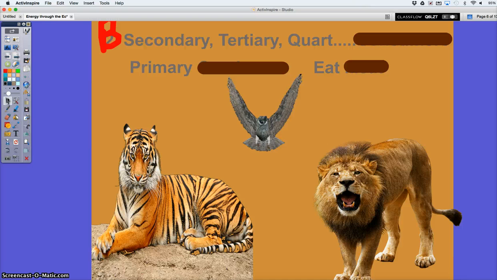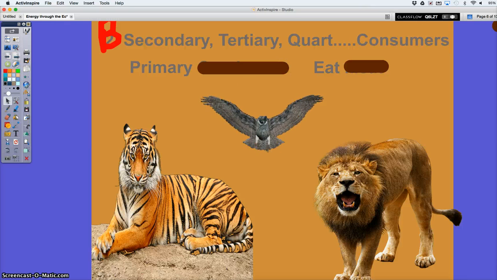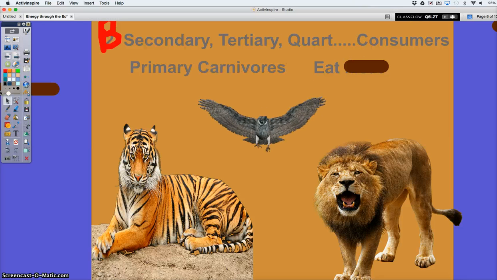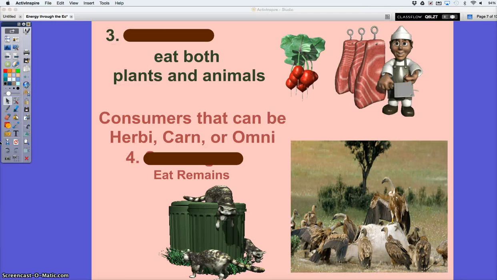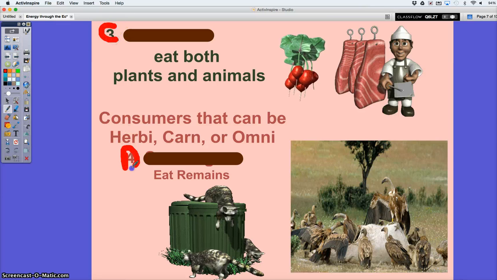B is secondary, tertiary, quaternary, or second, third, fourth, fifth order consumers, okay? It doesn't matter because they're all what type of feeders? Carnivores. What do they eat? Animals or meat. Good. So this would be C, and this would be D. Another type of consumer, that's what we're describing. They eat both plants and animals. Omnivores, good. And your best example.